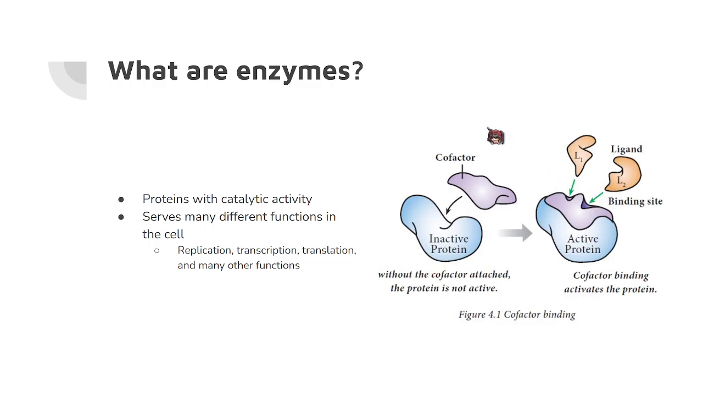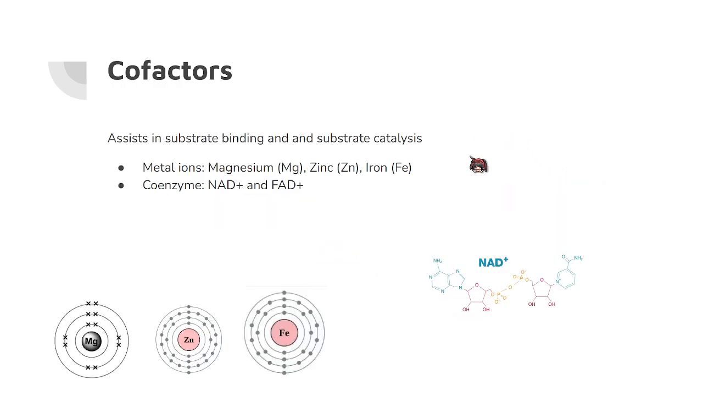And speaking of cofactors, these are molecules that assist in the substrate binding process of the enzyme and also its catalysis. Cofactors can come in the form of metal ions like magnesium, zinc, or iron, which all exist within the cell, and also coenzymes such as NAD plus and FAD plus.